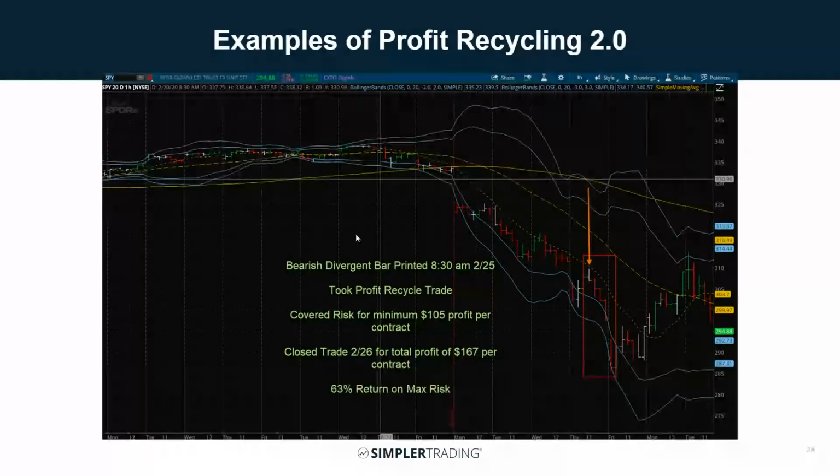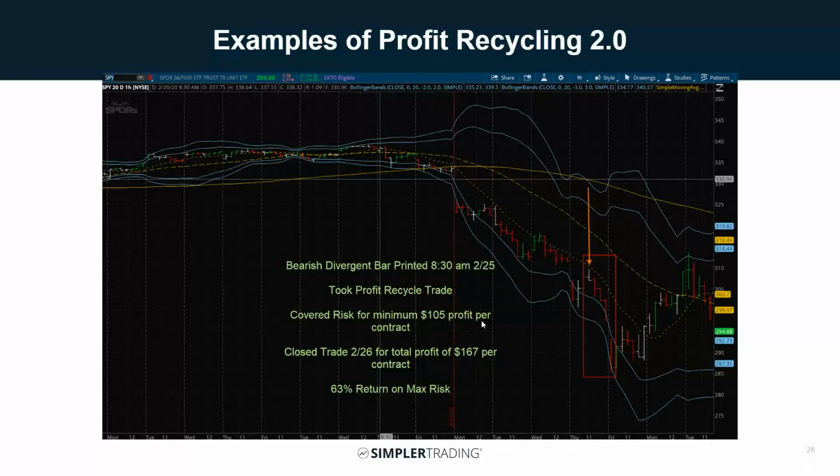And so here is another example on SPY this time of a bearish divergent bar. And this, once again, was when volatility was a little bit more ramped up. So it's very easy to do both the profit recycling strategies when volatility is rather high. But they also work great just in normal markets as well, especially the 2.0 strategy. So I got my signal, I took a trade, I covered it for a minimum of a $105 profit per contract. So the worst case scenario on this trade, once I profit recycled it, was $105. And the next day I closed it out for an additional $62 for a total of $167 per contract.